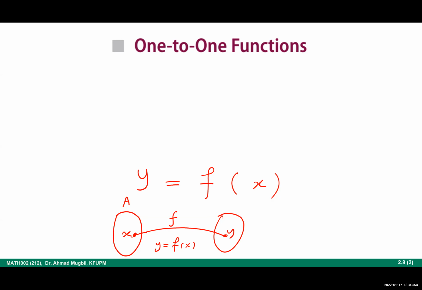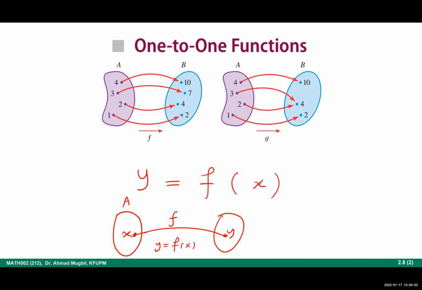Now, there are many types of functions. There is a special type which we call one-to-one functions. Let me ask you this question. What about these two functions, f and g? Are they functions? These mappings, are they functions? Is f a function here? Yes. How to know? For each element in A, there is only one element in B. It is connected to one element.